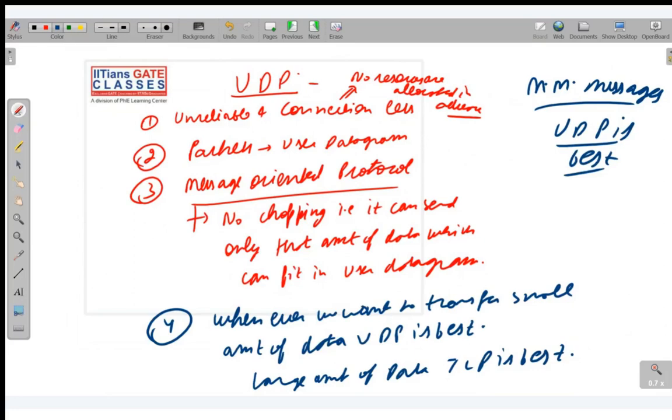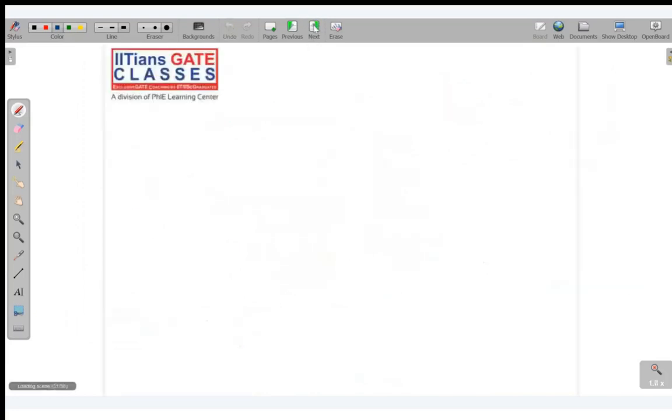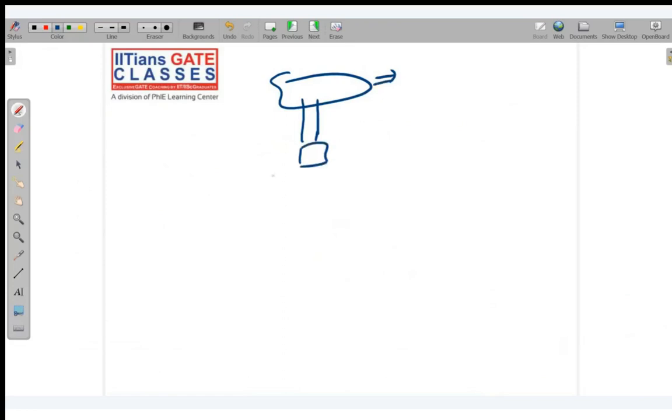See this, this is the application layer protocol. If it is intelligent and says, okay, I will send only that amount of data which can be handled by the transport layer very easily, no problem, you can use UDP. But if the application layer protocol is not that intelligent and simply says, I have to send a huge amount of data, I will send that chunk to the transport layer, then there is no way out. You have to use TCP.